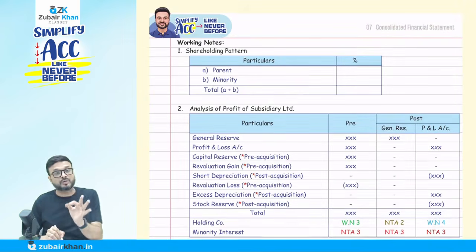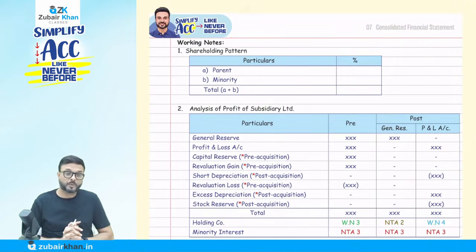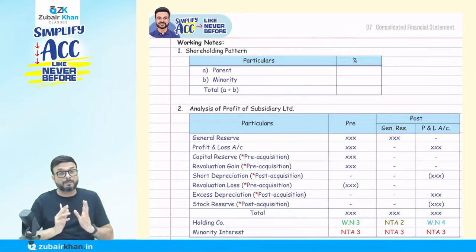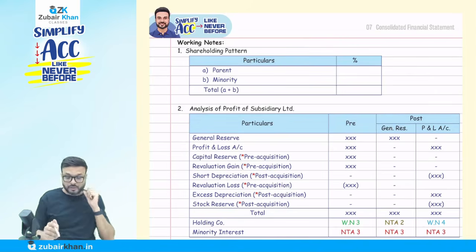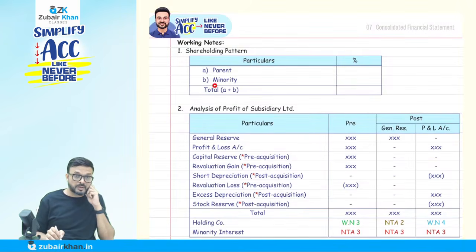The first working note should always be on shareholding pattern. Why? Because obviously we have to do the bifurcation of the profit, the pre-acquisition, post-acquisition, then the total profit comes, how much belongs to the minority, how much belongs to the holding company. So first, we always have to make a working note showing how much belongs to the holding company or parent company and how much belongs to the minority. You have to write down the percentage.